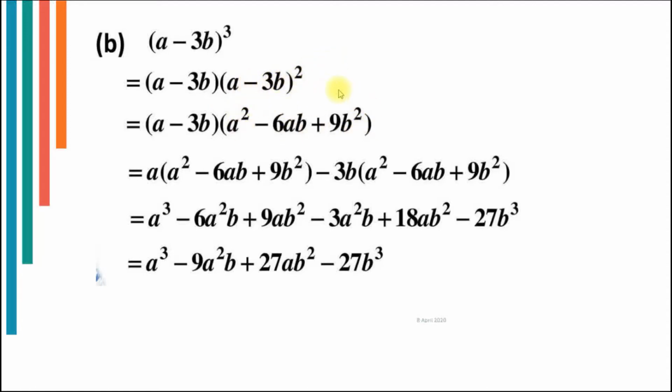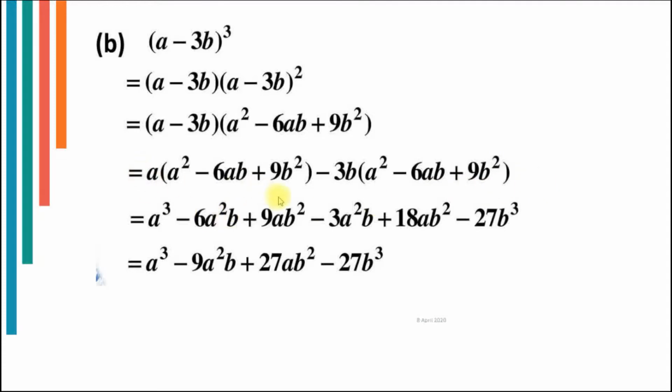But if you've forgotten this formula, you can just work it from first principles, where you just do (a minus 3b) times (a minus 3b), then you use FOIL. You should also get the same answer, right? And then from there, because it's a binomial and a trinomial, you can just basically use your distributive law. So you're going to start with a here. This a will multiply the a squared minus 6ab plus 9b squared. And then we have minus 3b. This will also multiply this whole bracket there, right?